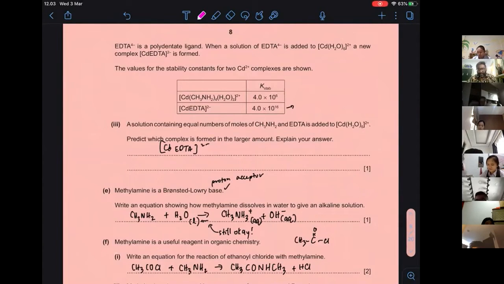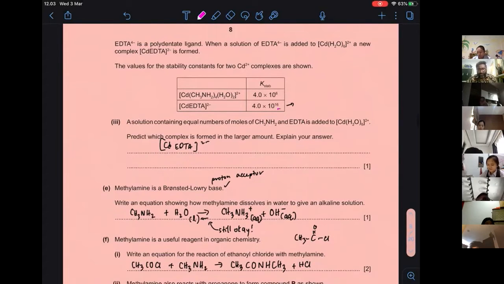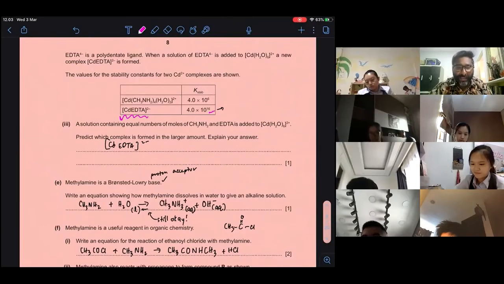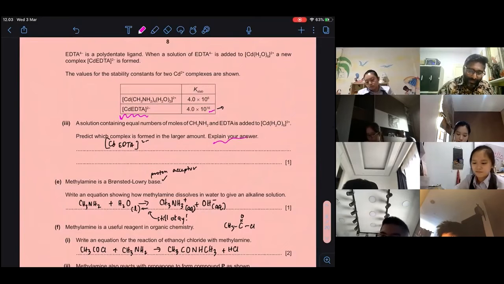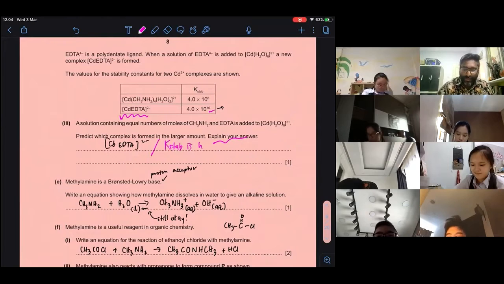The one that is going to be formed more is the one with 10 to the power of 16. So it means the EDTA ligand is stronger compared to the CH3NH2. So the EDTA, which gives you the 10 to the power of 16, is going to be formed in a large amount. To explain your answer, just say that this one is because K stab is higher than the other.